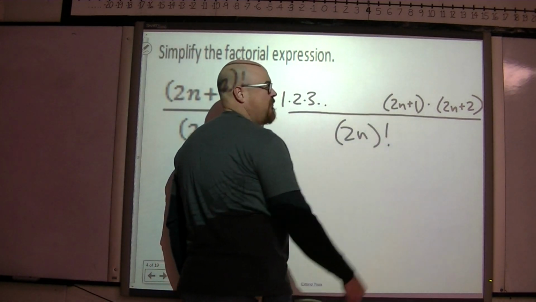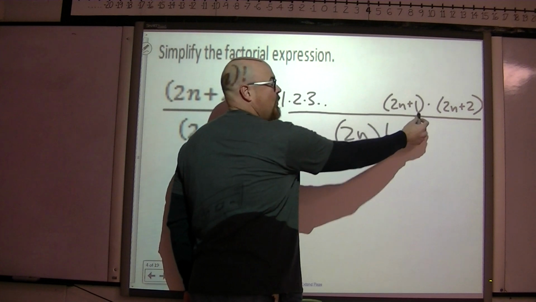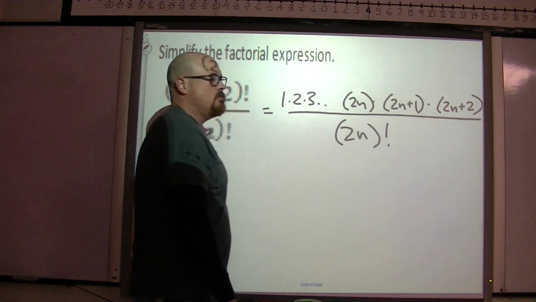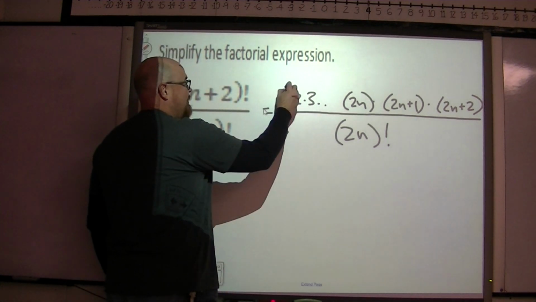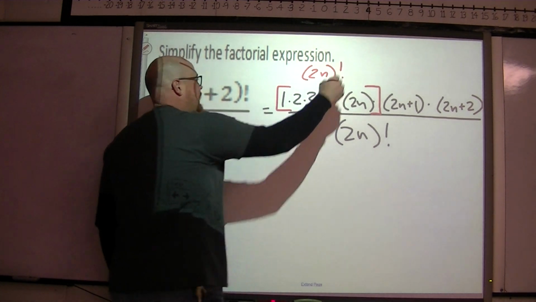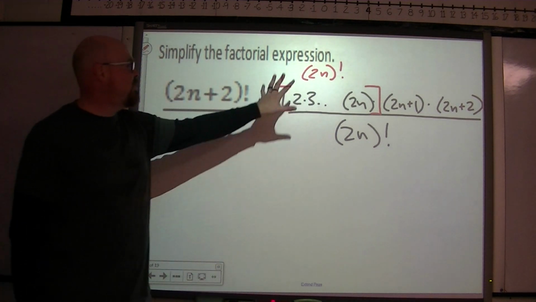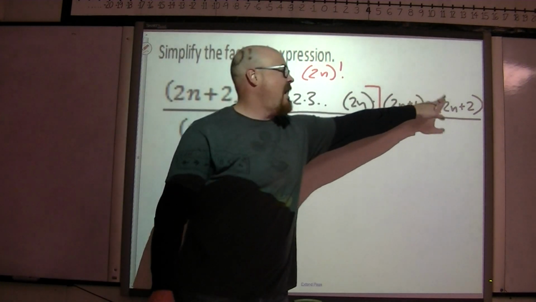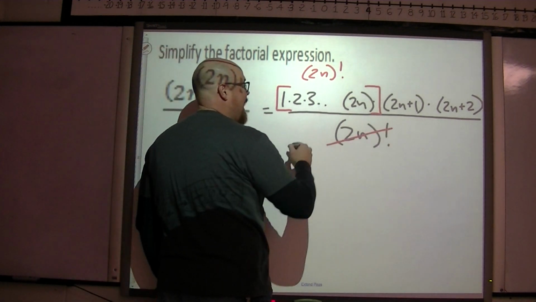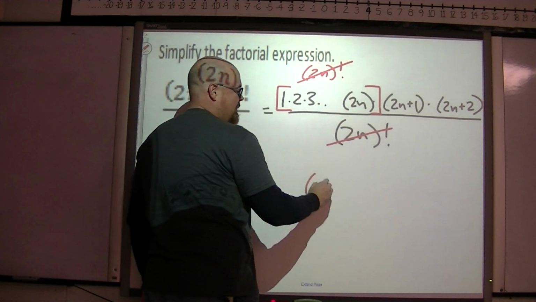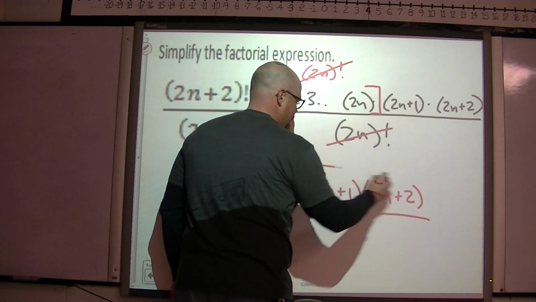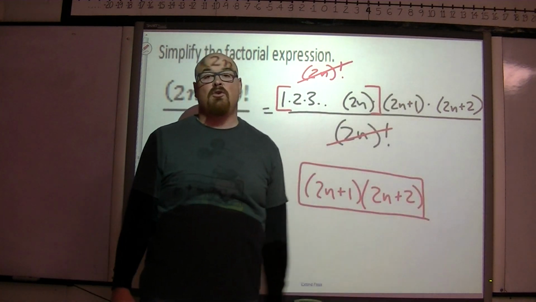What's the term that comes before 2n plus 1? It would be 2n plus 1 minus 1, which is 2n. So everything from 1 up to here, this is 2n factorial. So I have 2n factorial times this times that. That gives me 2n plus 2 factorial. But since I have the 2n factorial on the bottom, these cancel. And my final answer is just the product of those two terms that are left in the numerator.